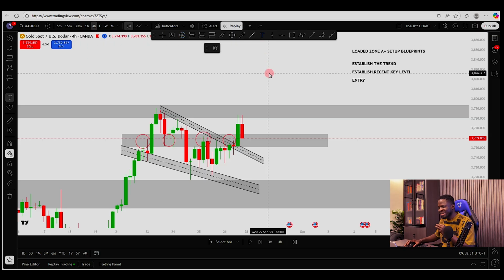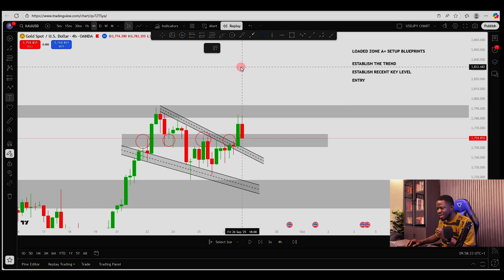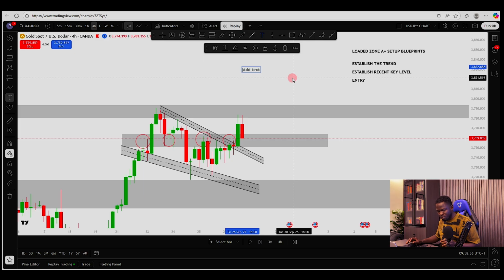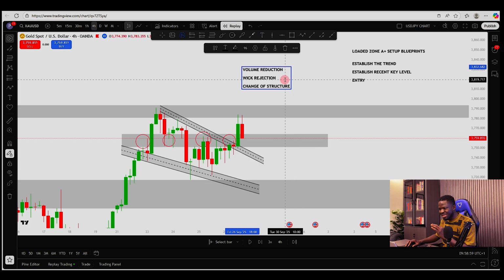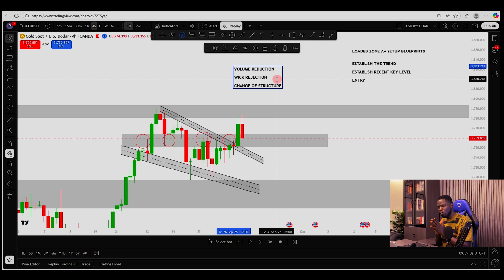And what are the entry criteria we use for our loaded zone A plus setup? The first one is volume reduction. The second one is weak rejection, while the third one is change of structure, right? Change of structure. These are the three entry criteria we must see before we execute our loaded zone A plus setup.